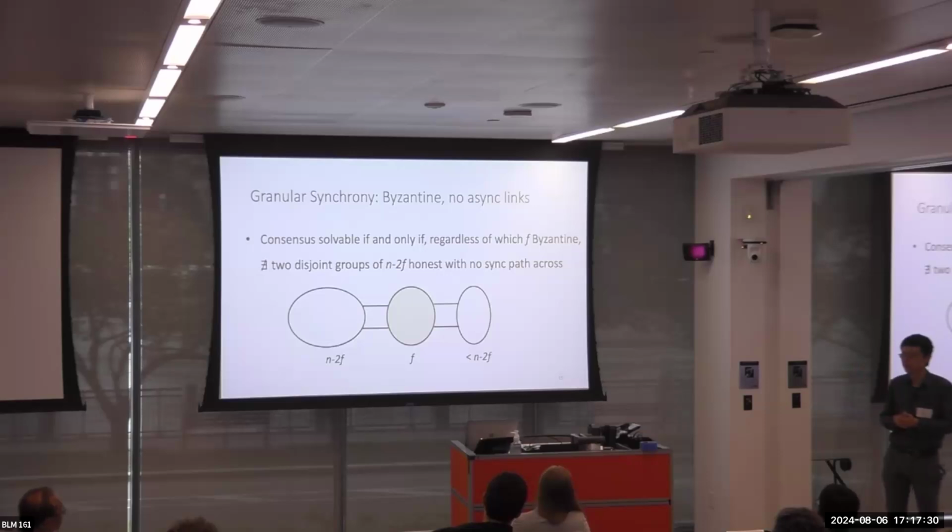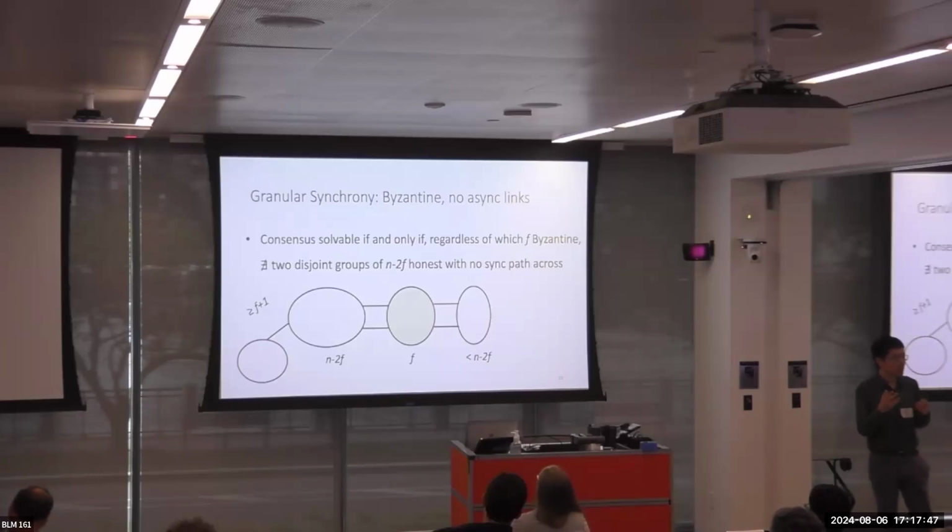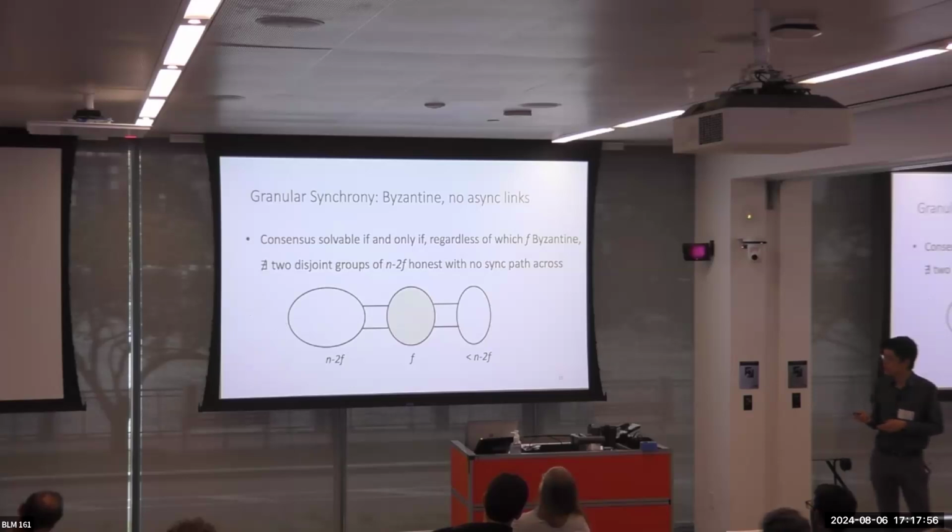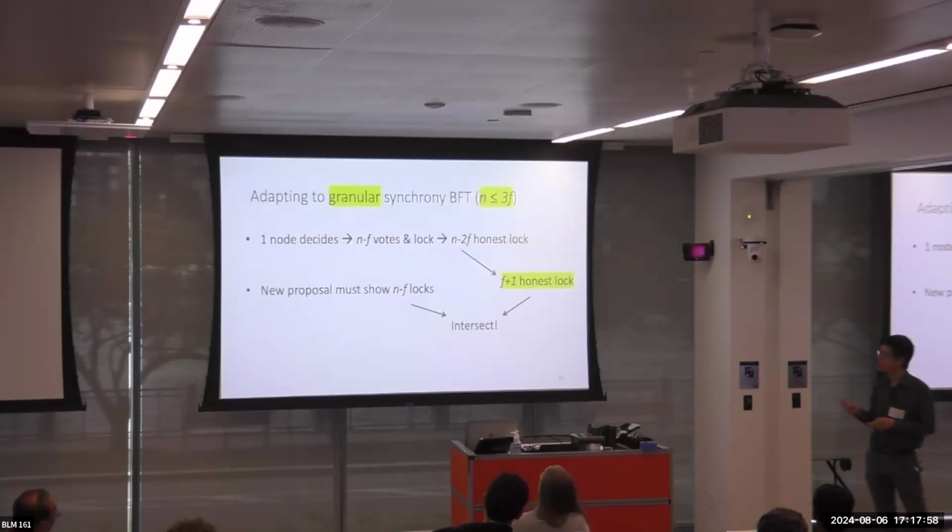Otherwise, we violated the condition, right? So now this is less than n minus 2f, here f nodes, right? So there must be more nodes connecting to this left group. So these two groups together definitely exceed f nodes. They're at least f plus 1, right? And that's exactly what we said we need.